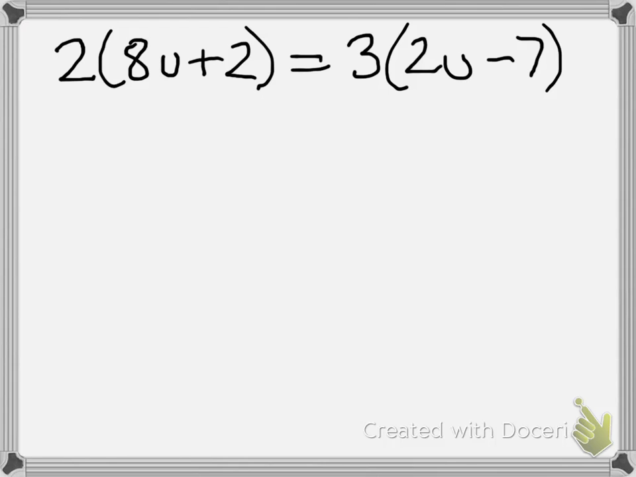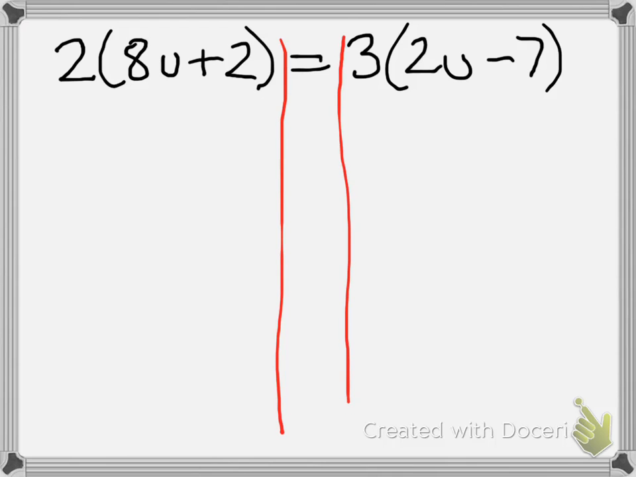All right, next example. 2 parentheses 8u plus 2 equals 3 parentheses 2u minus 7. Well, we're going to, of course, start off by drawing our bridge. Notice that we have parentheses here. So the first thing we have to do is get rid of them, and to do that, we're going to use the distributive property. Remember that the number outside the parentheses tells us to multiply it to each item in the parentheses. So this 2 gets multiplied to the 8, and this 2 to the 2. So 2 times 8u gives us 16u, and 2 times 2 gives us positive 4.